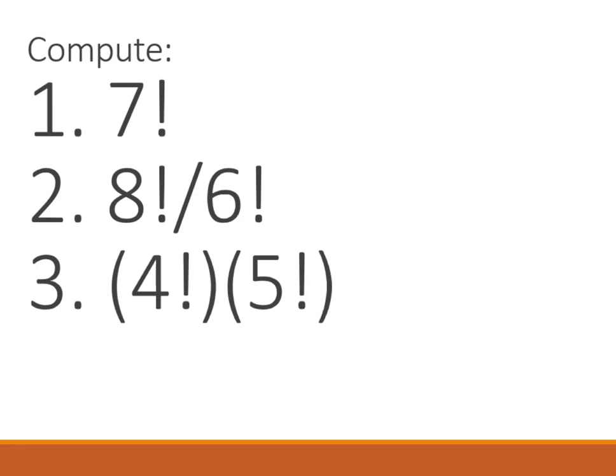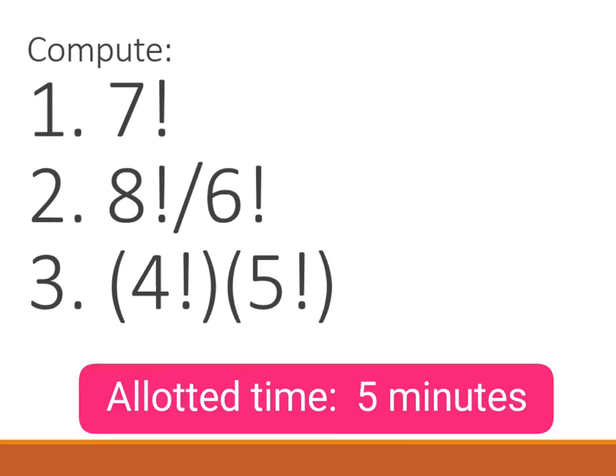Try nga natin itong isolve. Number 1 is 7 factorial. Number 2 is 8 factorial divided by 6 factorial. Number 3 is 4 factorial times 5 factorial.